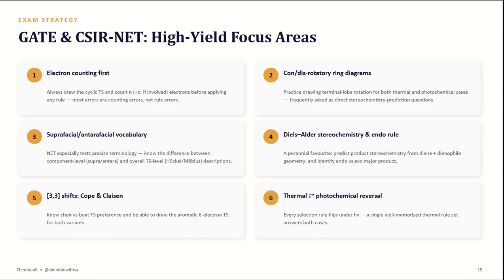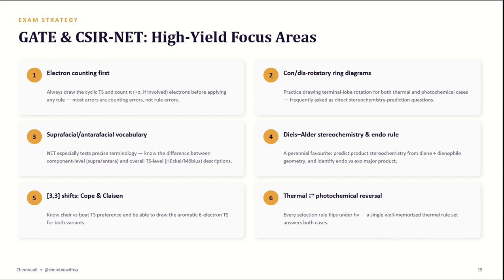GATE and CSIR NET high-yield focus areas. Before we wrap up, let's talk about exam strategy specifically for GATE and CSIR NET. Point 1, always count electrons first. Draw the cyclic transition state. Count your pi electrons and sigma electrons if they are involved before you even think about applying a rule. Almost every mistake students make in this topic is a counting error, not a rule error.